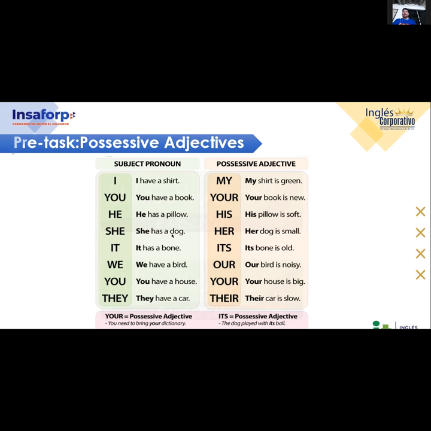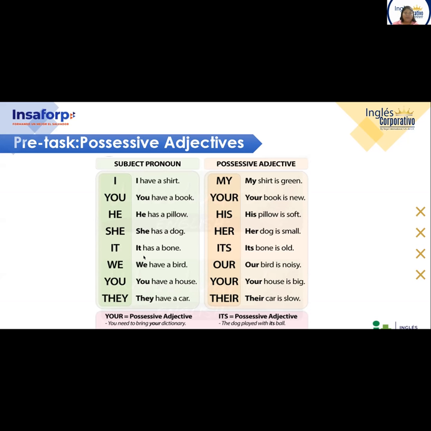She has a dog. Her dog is small. Ella tiene un perro. Su perro es pequeño. O el perro de ella. It has a bone. Its bone is old. Tiene un hueso. Su hueso es viejo. ¿El hueso de quién? Del perro.